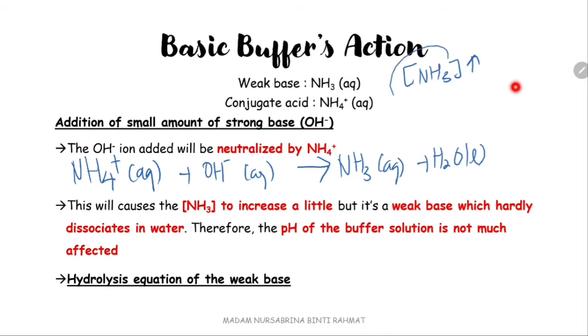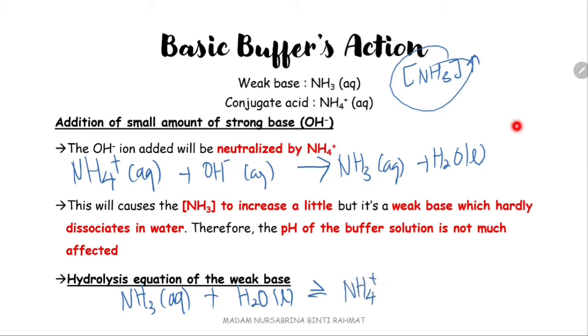However, this ammonia is a very weak base which hardly dissociates again in water to produce hydroxide ions. Therefore, the pH of your buffer does not change very much. So let's write down our hydrolysis equation of my weak base in water, which is a reversible reaction because it's a weak base and it partially dissociates in water. Ammonia is a very weak base, so it hardly pushes the chemical equilibrium from left to right to produce more hydroxide ions. That's why in these examples, the pH does not change very much.